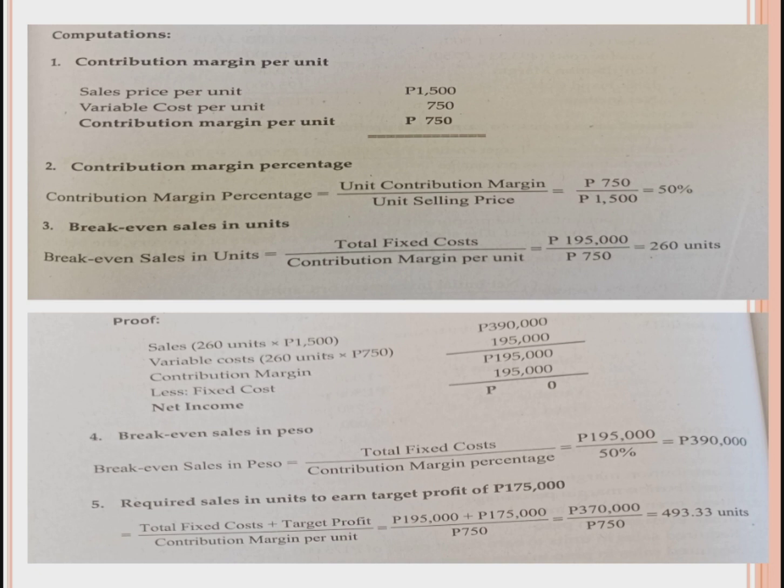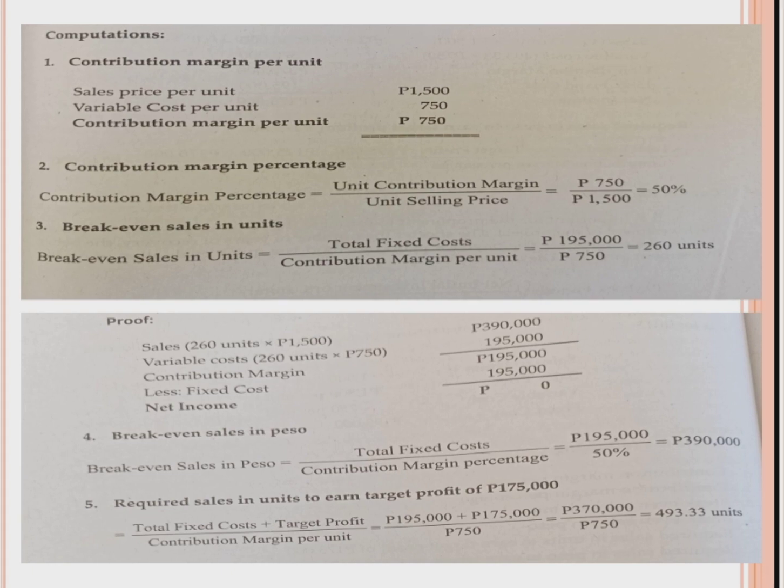Number 4, break-even sales in peso equals total fixed cost divided by contribution margin percentage, equals the total fixed cost of 195,000 divided by 50% equals 390,000. Number 5, required sales in units to earn target profit of 175,000 equals total fixed cost plus target profit divided by contribution margin per unit. The total fixed cost is 195,000, plus the target profit 175,000, divided by 750, equals 370,000 divided by 750 equals 493.33 units. Next, proof.